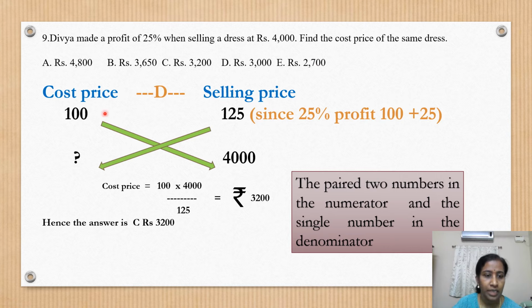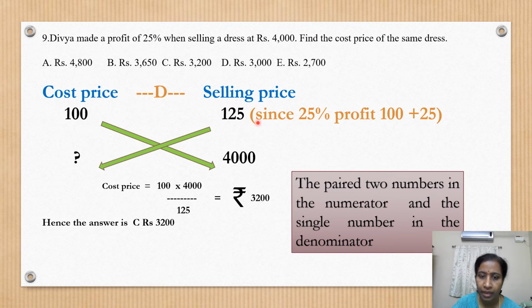Now you are using the same shortcut here. The cost price and selling price are the two variables. More the cost price, more the selling price, and direct variation. Now here I am assuming that the cost price is 100 rupees. So if the cost price is 100 rupees, the selling price is 125.